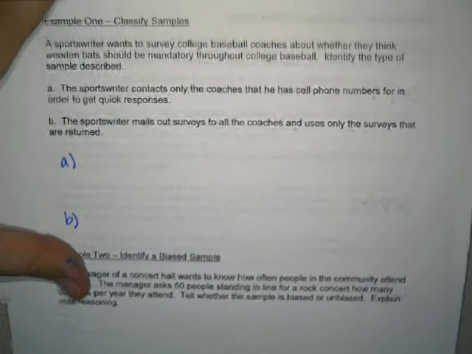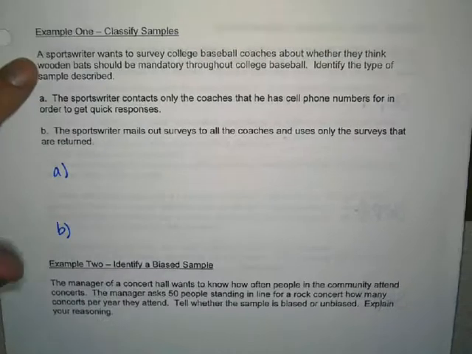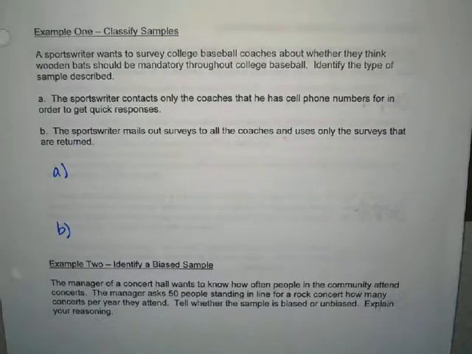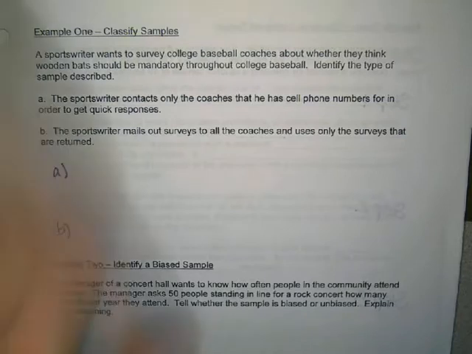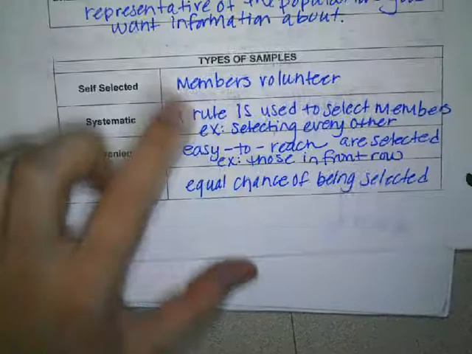Okay, for example 1, we're going to classify samples. The situation is a sports writer wants to survey college baseball coaches about whether they think wooden bats should be mandatory throughout college baseball. Identify the type of sample described. In Part A, the sports writer contacts only the coaches that he has cell phone numbers for in order to get quick responses.